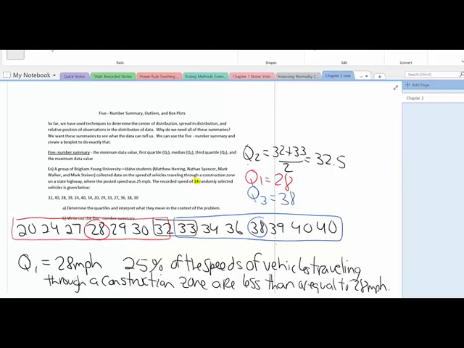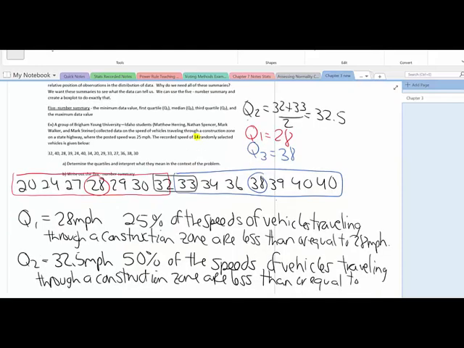Now, for the median, it separates the bottom 50% from the top. So it's going to be exactly the same thing, except for the 25%, it's going to be 50%. So here's how you would write this out. 50% of the speeds of vehicles traveling through a construction zone are less than or equal to 32 and 5/10 miles per hour.